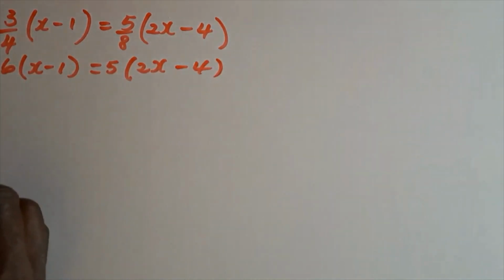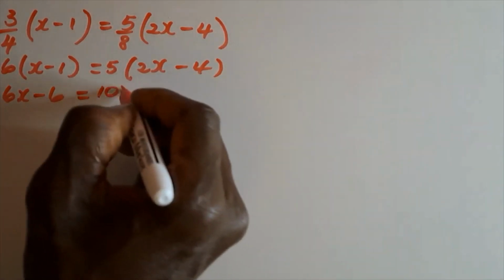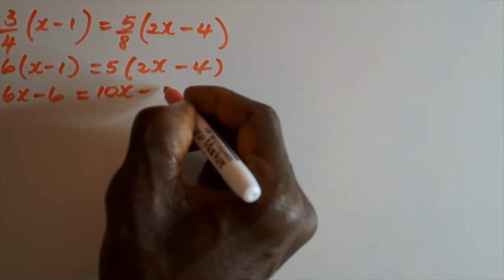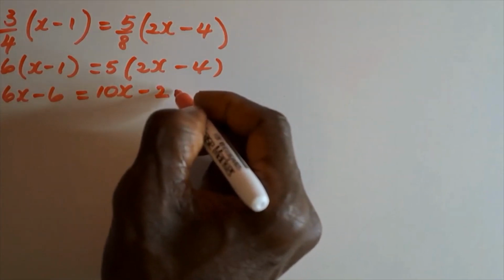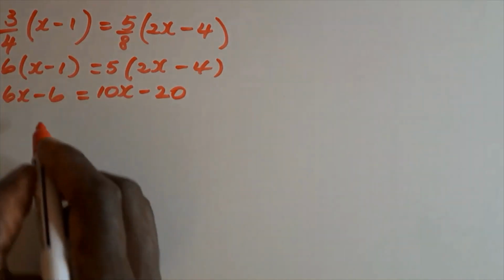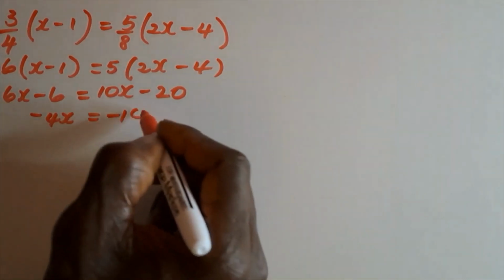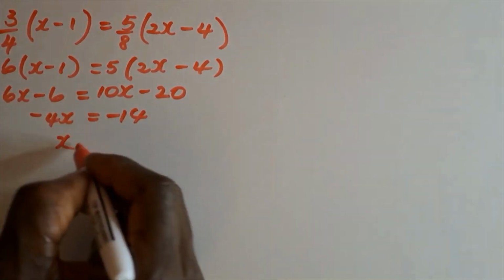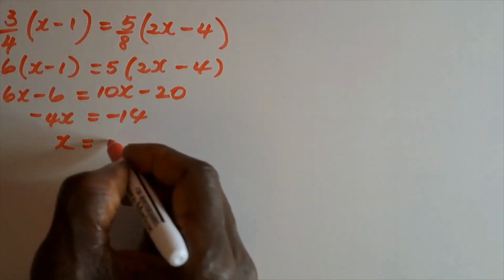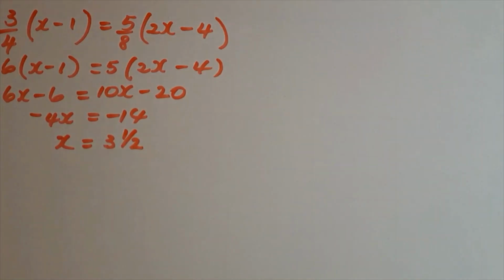And now we can clear the brackets with the whole numbers to give us 6x minus 6 is equal to 10x minus 20. Which gives us minus 4x is equal to minus 14, which gives us that x is equal to 3.5. Or 14 divided by 4: 4 threes is 12, and 2 over 4, which gives us a half.